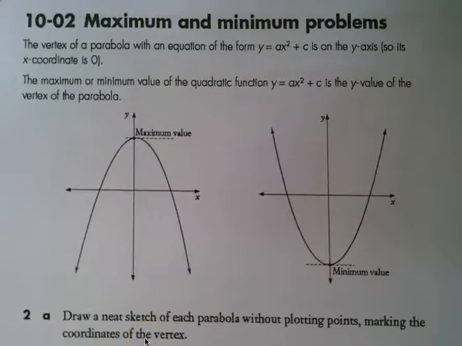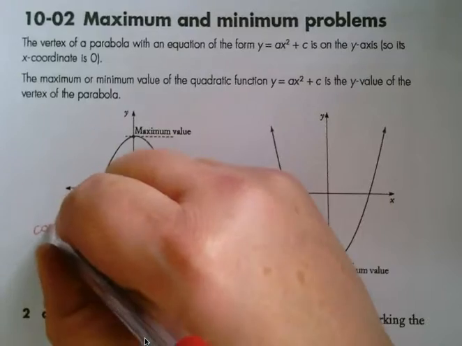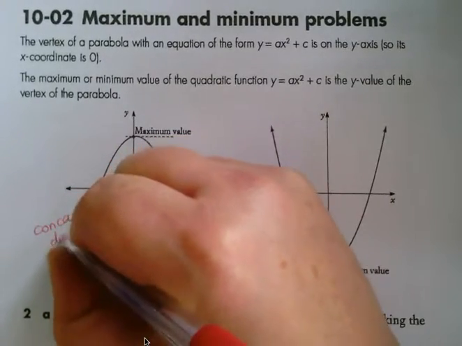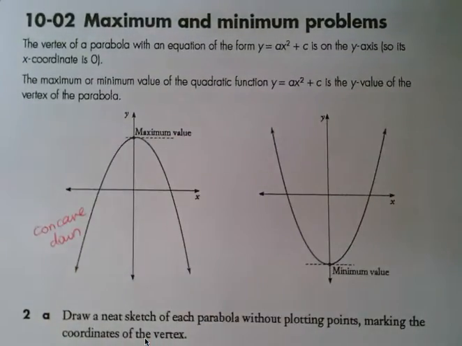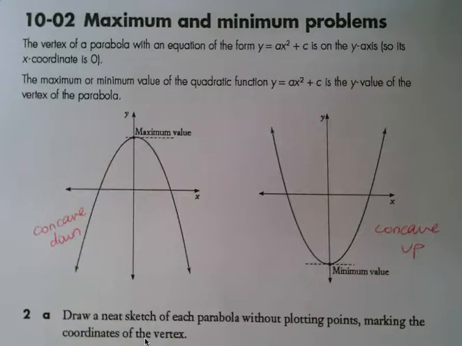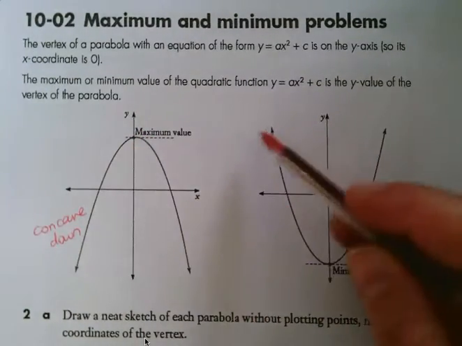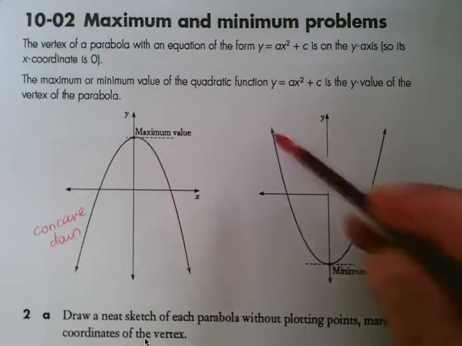Exercise 10.02. Now, when you see this, remember, it is a concave down parabola. It faces downwards, concave down. It's like a cave, and the cave faces downwards, and this faces up. This is a concave up parabola. Whenever you draw a parabola, you'll always get to the top of the parabola if it's concave down, or you'll reach the bottom of the parabola if it's concave up.